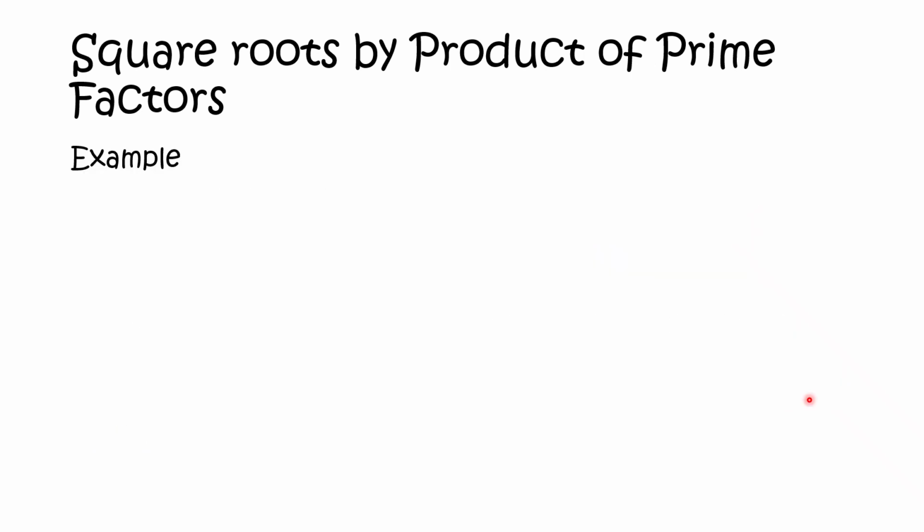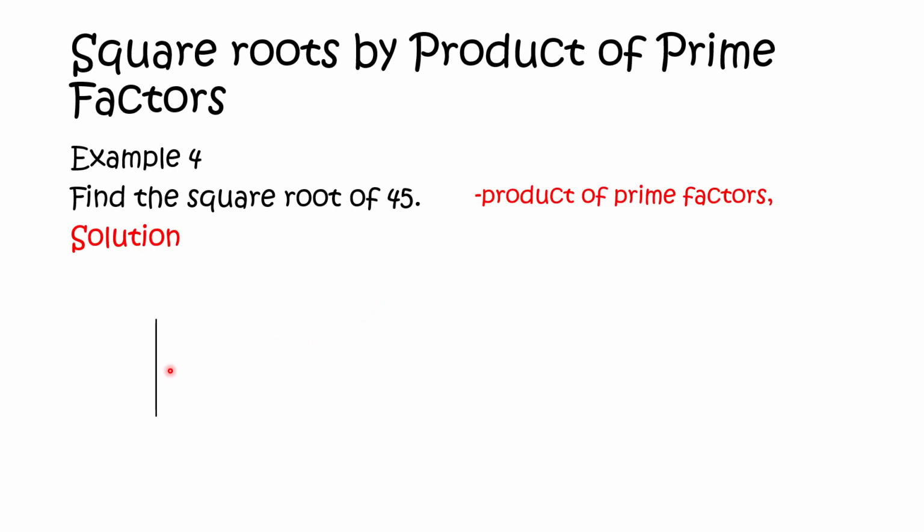Example 4. Find the square root of 45. So we find the prime factors. This time around, I'll start with the 5 because I see that it's easy to divide this one by 5. 5 is a factor already because the last digit is a 5. So 45 divided by 5, we get 9. And we know 9 is divisible by 3. So that's the smallest prime factor that we can use. So 9 divided by 3, we get 3. 3 divided by 3, we get 1. So we have our factors.